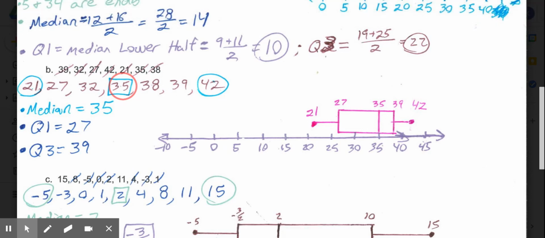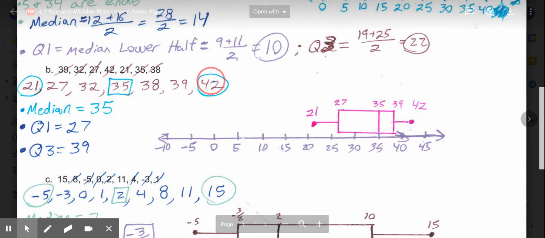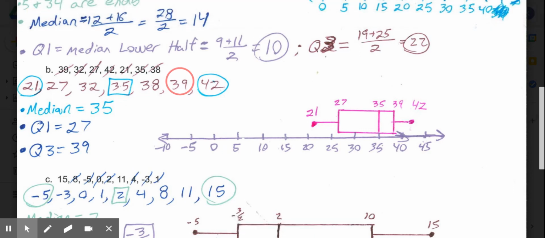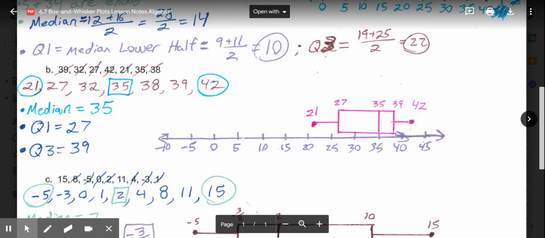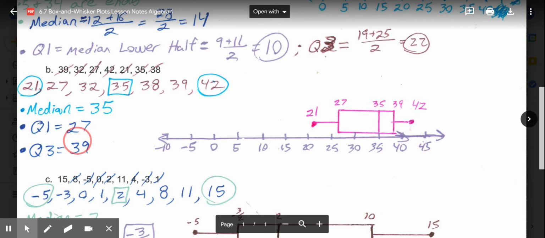Because 35 is our median, when we look for our Q1 and Q3, 35 does not count with either half of the data. So my lower half is just 21, 27, 32. My upper half is 38, 39, 42. So Q1 is 27, Q3 is 39. Now I have my bottom whisker, my top whisker, my median, Q1 and Q3.